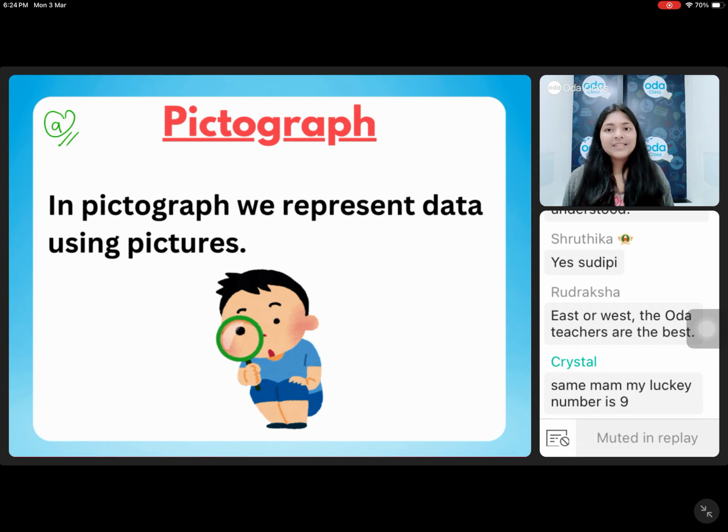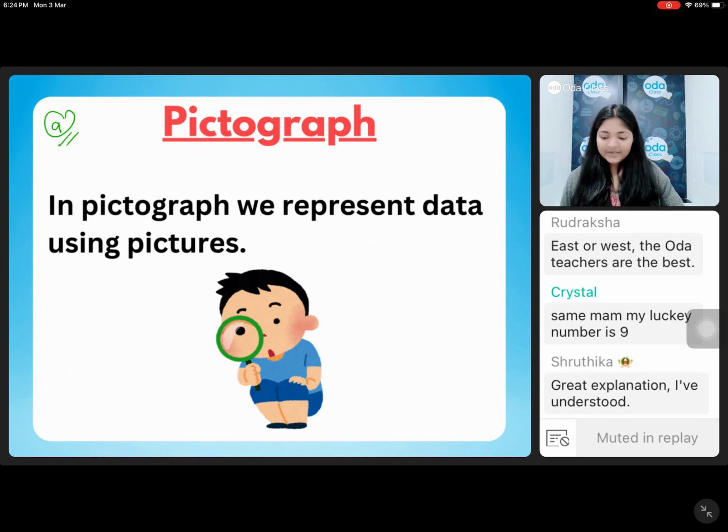All right. So before starting pictograph, you all can collect some coins. Let the energy level be high. Okay? Yes? It's so sweet of you, bacha. I taught you decimals, so I'm very happy. Okay, it's so good. Good to hear that.